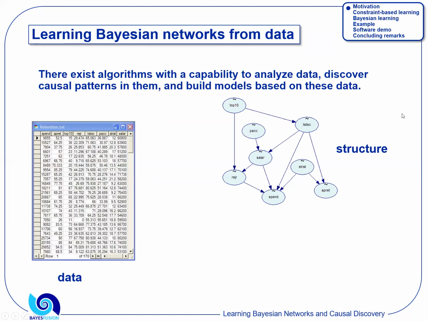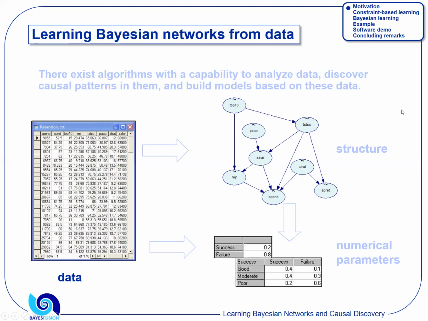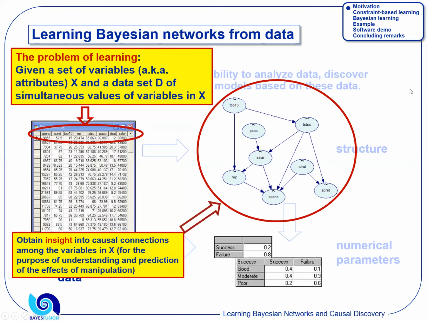What is learning theoretically? Theoretically, it is essentially starting with a set of variables and then measurements over this set of variables, simultaneous values, records. If you have that, the first goal of learning is to obtain insight into causal connections among the variables. So learn the structure of the graph.